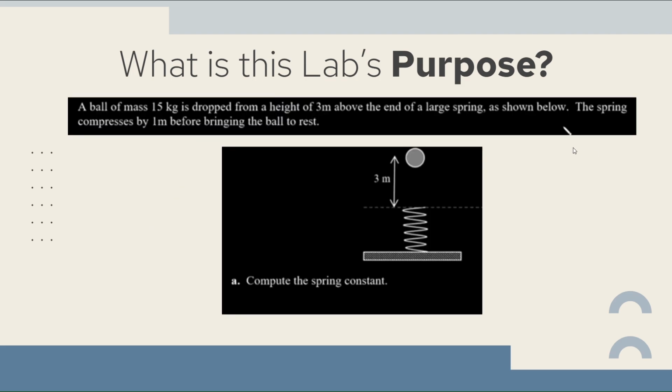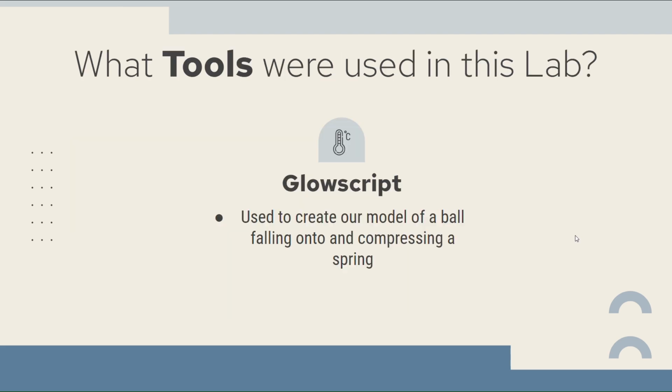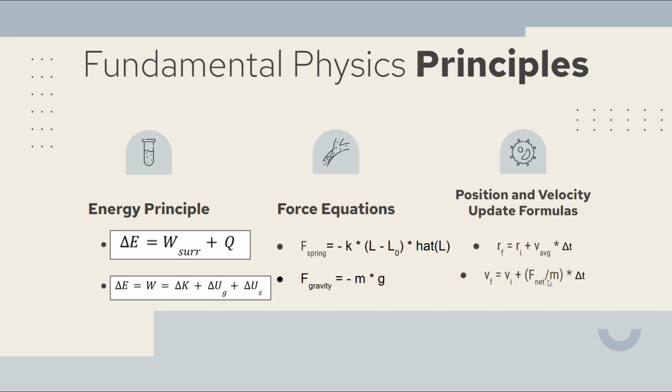The problem we chose to solve was a ball of mass 15 kilograms that is dropped from a height of 3 meters and then compresses a spring to 1 meter before coming to rest. To then find the spring force and compute the spring force constant of the spring, we use GlowScript to create a model of this exact situation as a ball fell onto and compressed a spring.